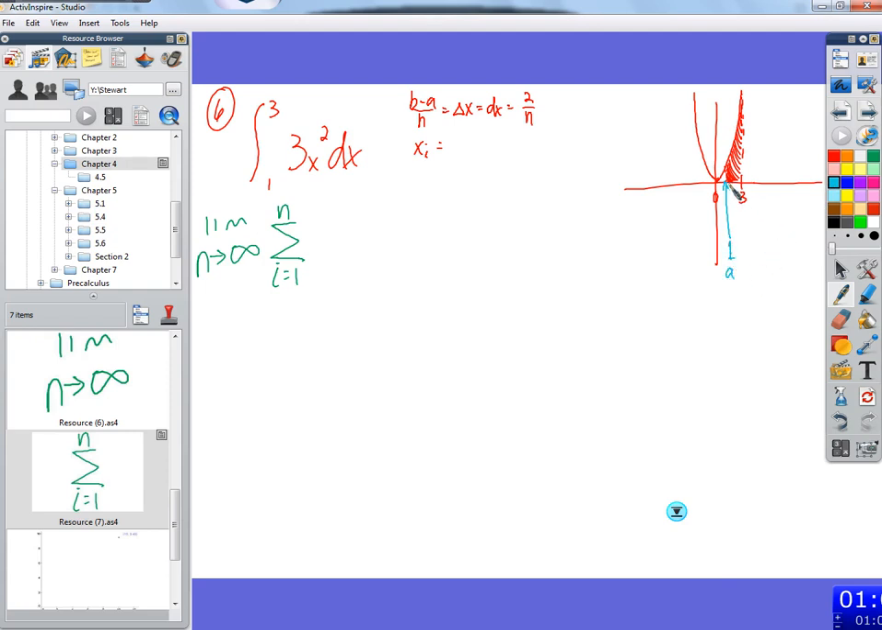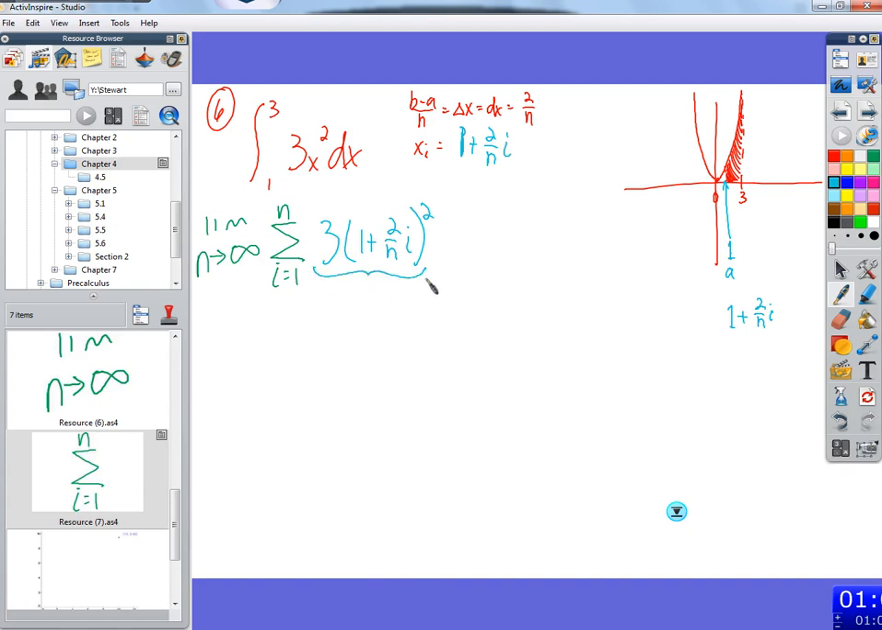And then we're going to move over by the width of the rectangle, 2 over N times i, however many rectangles we need to move over. So that's 1 plus 2 over N times i. Then we need to plug that into the function to find the height. So 3 times (1 plus 2i over n) squared.